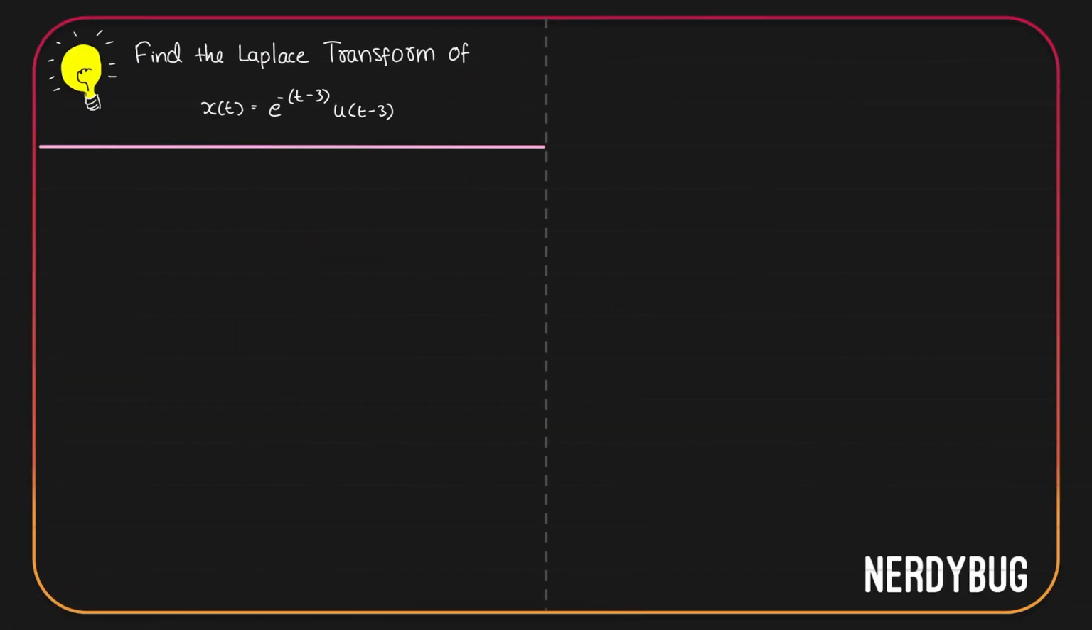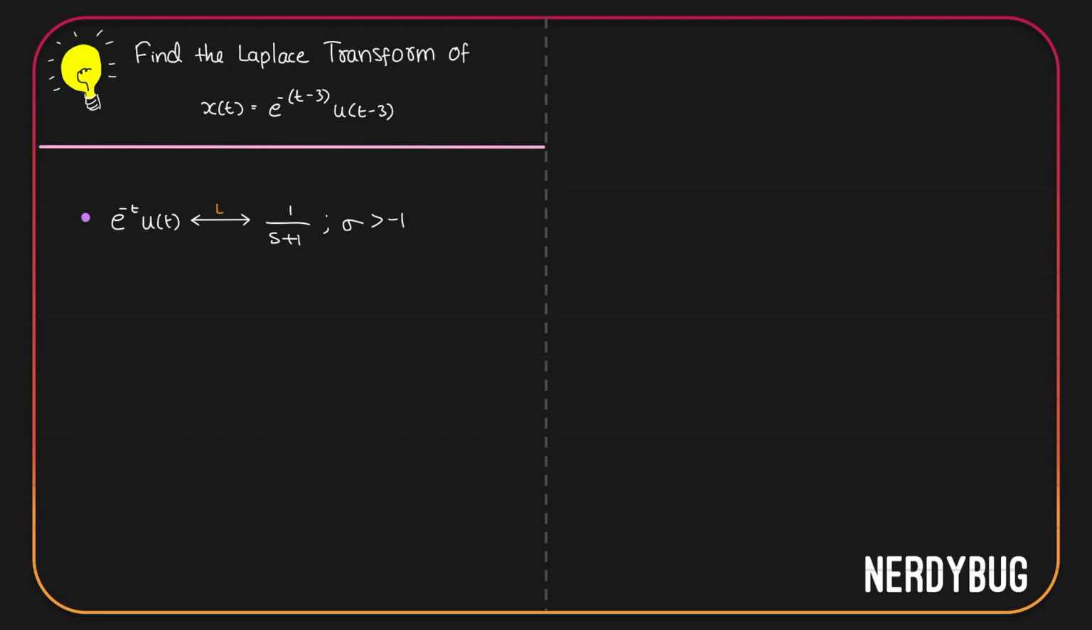Let us solve another problem. We have to find the Laplace transform of x of t, which is e raised to minus (t minus 3) u of (t minus 3). We already know the Laplace transform of e raised to minus t u of t. It is 1 by s plus 1 and ROC is sigma greater than minus 1.